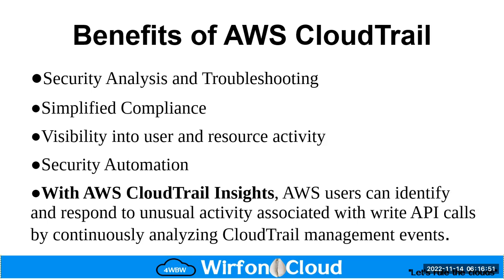And another part of AWS CloudTrail is AWS CloudTrail Insights, which allows AWS users to identify and respond to unusual activity associated with write API calls by continuously analyzing the CloudTrail management events. So with CloudTrail Insights, you can use it to identify and respond to unusual activity associated with write APIs.